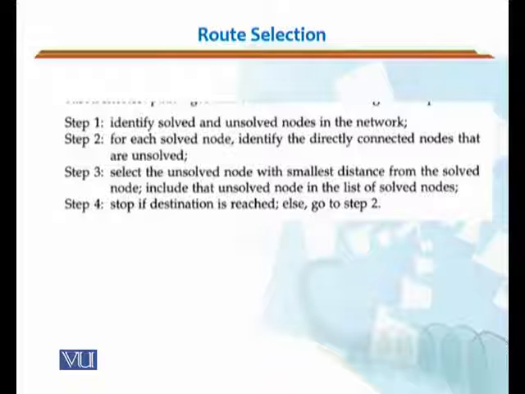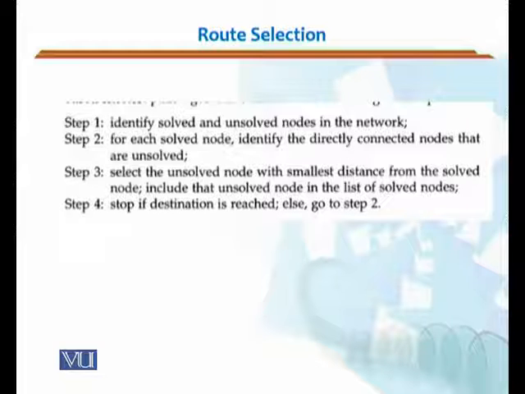For selecting a route, we have a 4-step process. Step 1 would be to identify solved and unsolved nodes in the network. We have to look at different nodes in the network. There would be nodes which would be part of some route, and there would be nodes which would not be part of some route. So we need to identify the solved and unsolved nodes. Solved means part of some route, and unsolved means nodes which are not part of some route.